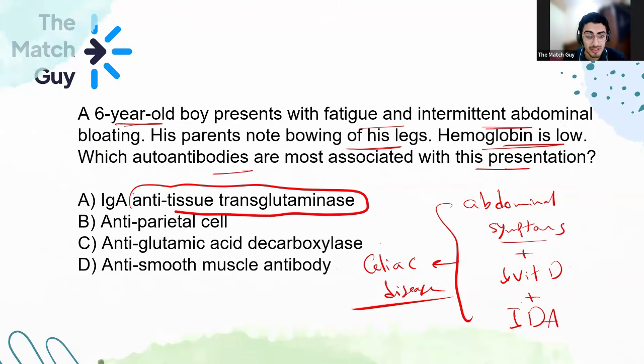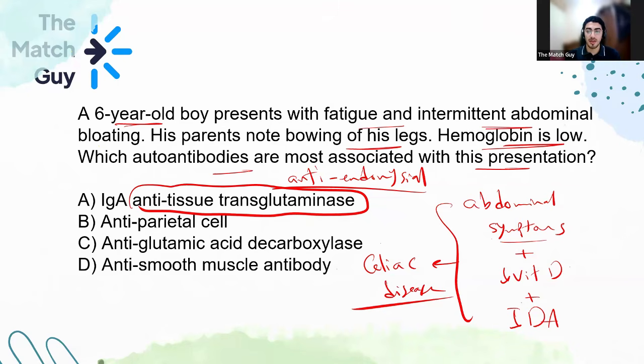Amazing. Celiac disease. So what is the autoantibody associated with celiac disease? Anti-tissue transglutaminase antibody. Also, we have another antibody that is specific to it, which is called anti-endomysial antibody, okay? Or anti-gliadin antibody. So anti-tissue transglutaminase and anti-endomysial. Be familiar with these two. These are mentioned in lots of questions.